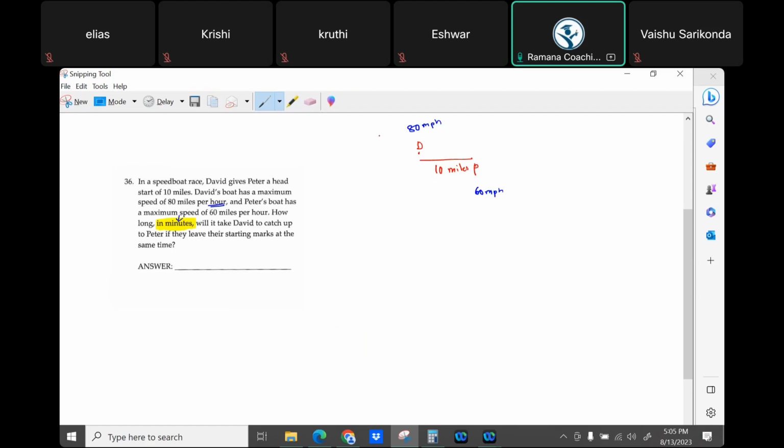So David is racing, and then Peter is racing. When will you say that they both have caught up? They are at the same point, right? So I would write that as an equation. Distance traveled by David equals 10, the head start, plus distance traveled by Peter. That is the equation. Is the equation making sense now?